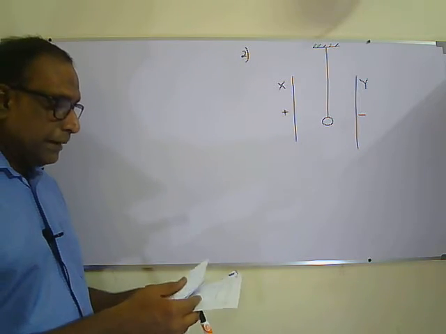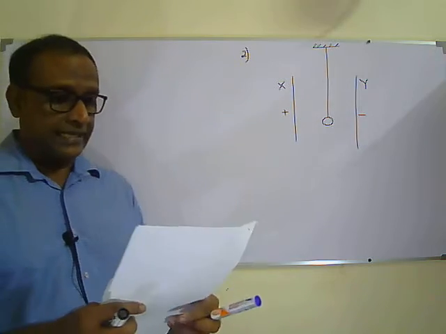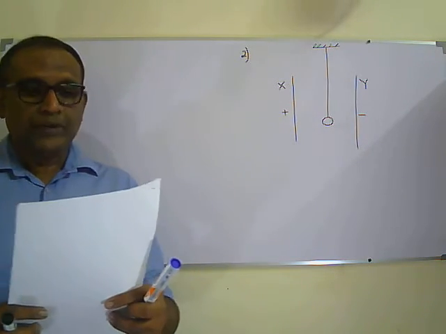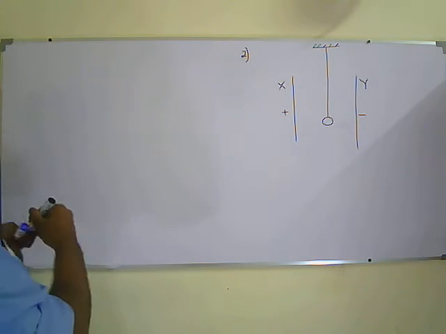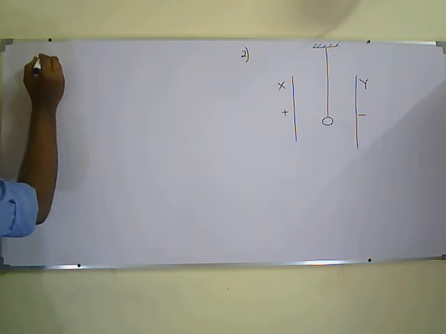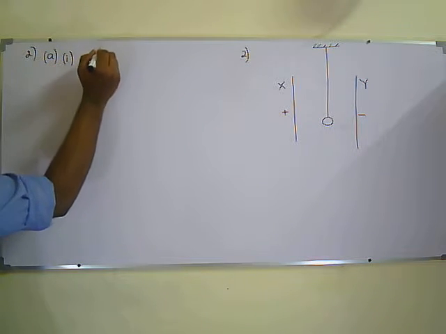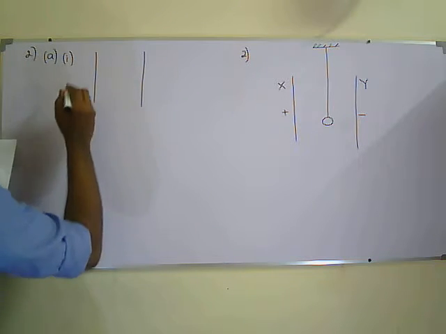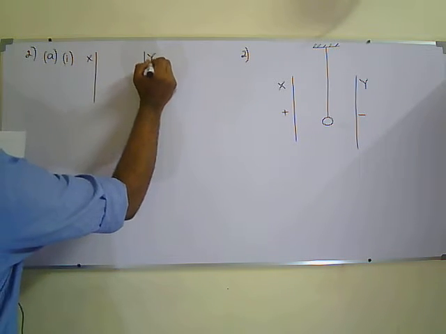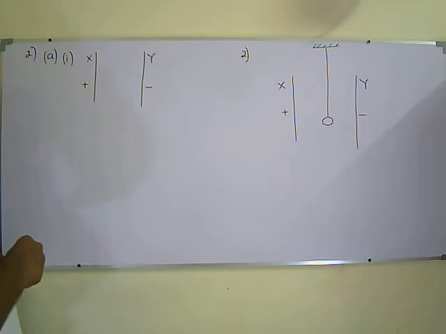Right. So part A of question 2, the first part says, sketch the field between the plates on the diagram below. So they are giving the diagram like this. The metal plates are given like this, and they are naming this X and this Y, and they are saying this is positive, this is negative. They asked to draw the field pattern.